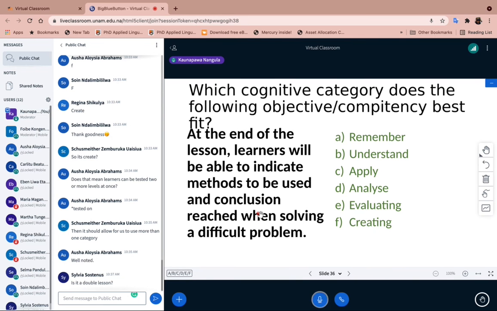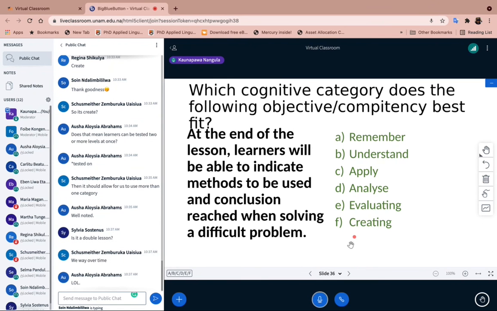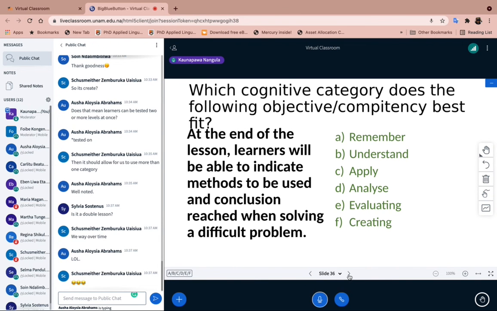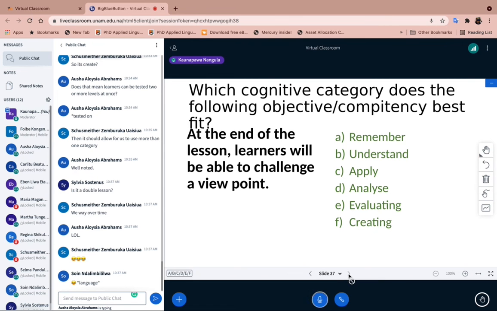Is it a double lesson? What do you mean? Is it a double lesson? Our lesson? Oh, sorry. Language. We have already gone beyond our time and we need to leave. I'm so sorry, we are way over time. This is the last one, by the way. Anyway, we are going to skip. We are done. I'm so sorry. I forgot about time.